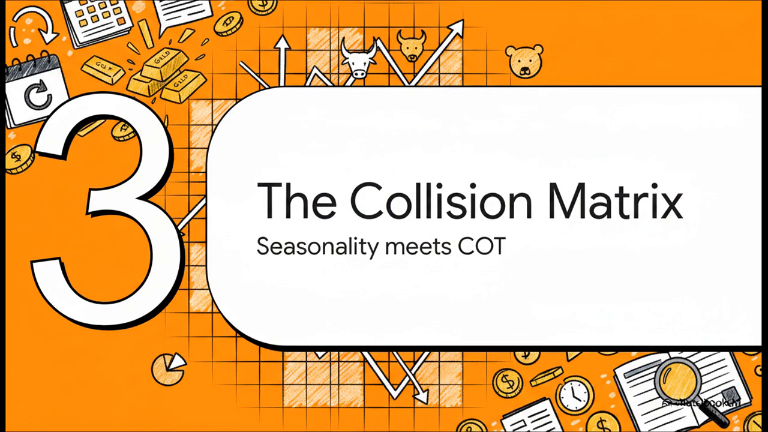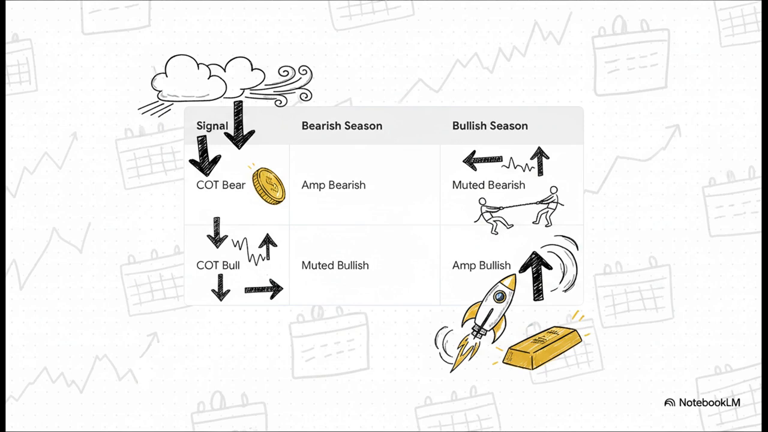Okay, section 3, using the collision matrix, when seasonality meets COT extremes. Now, this matrix right here, this is the ultimate tool. It's the absolute core of our masterclass today. This is how you actually make your trade decisions, because seasonality actively modulates your COT signals. Look at the top left. Say you have a bearish COT signal in a month with bearish seasonality, like June. That gives you an amplified bearish signal. Both forces agree, they are a tailwind.